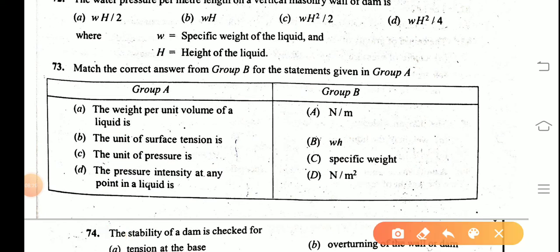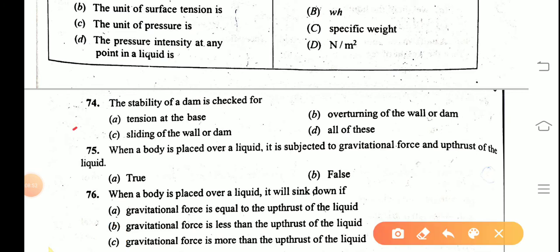Now क्वेश्चन नंबर 73. तो इस पे हमको मैच कराना है. 4 ऑप्शन है. The weight per unit volume of a liquid is, so it is known as a specific weight. Okay. The unit of surface tension is, सरफेस टेंशन का यूनिट होता है न्यूटन पर मीटर. The unit of pressure is Newton per meter square and the pressure intensity at any point in a liquid is WH. चलिए ठीक.